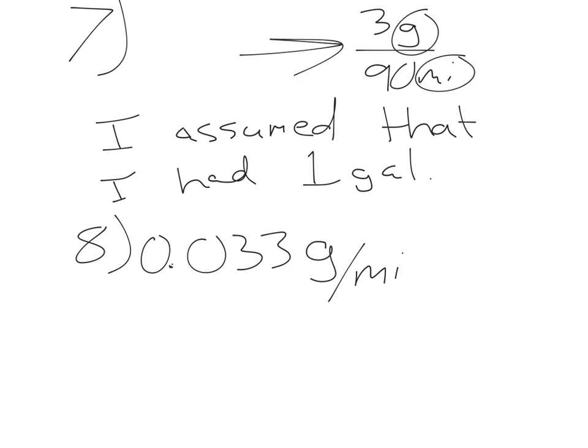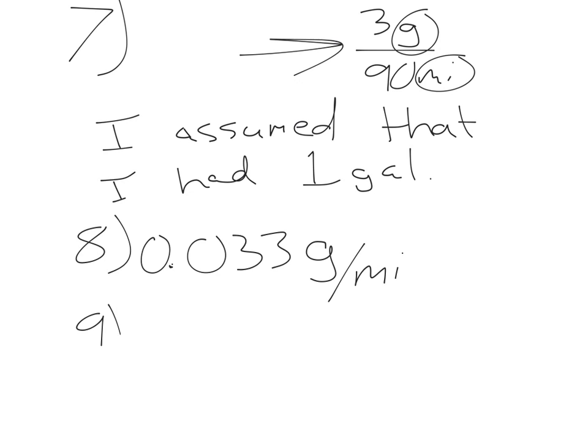By the way, those are equivalent. Saying something is 30 miles per gallon or 0.033 gallons per mile is just fine. Okay, it describes the same amount of fuel efficiency for that car. Okay, so that's 8.